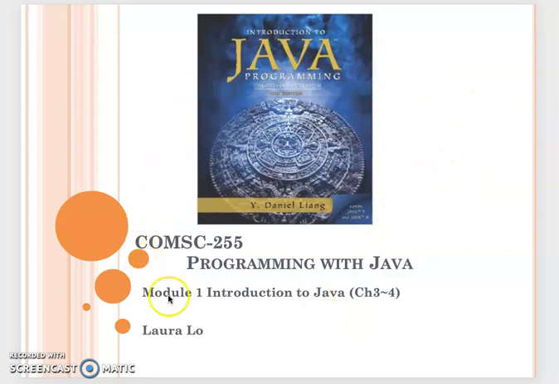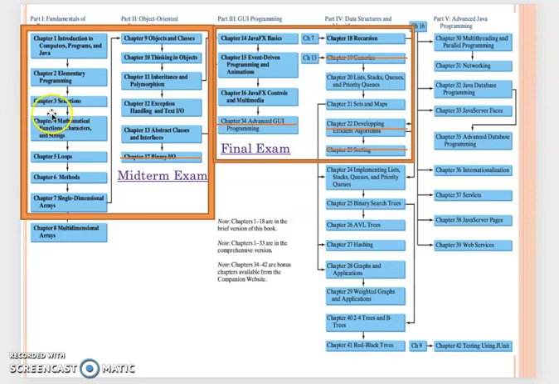Let's open our next lecture file, Handout 1. In Handout 1, we will introduce and go over the introduction to Java in Chapter 3 to 4. In Chapter 3 to 4, you can see we have selection and mathematical functions in Java.